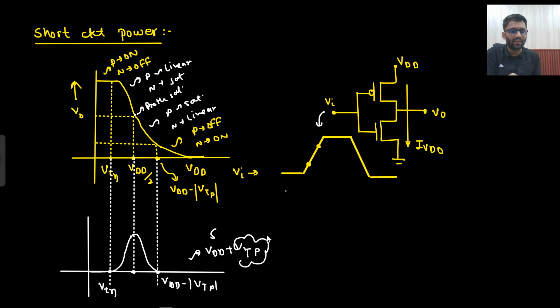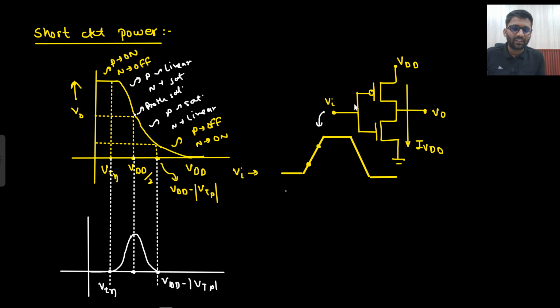Basically, if my VDD is 5 and VTP is minus 1, it would be 4. And here what I am writing? VDD minus mod of VTP. So the same thing we are writing. You can find somewhere plus VTP written, but there they will not write mod. They are considering VTP is negative.